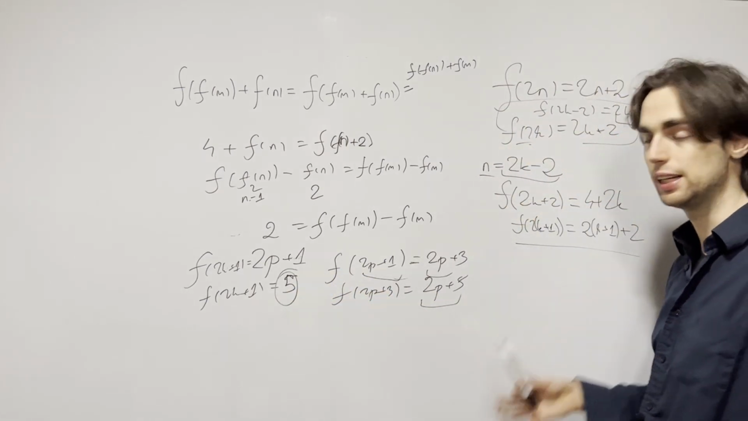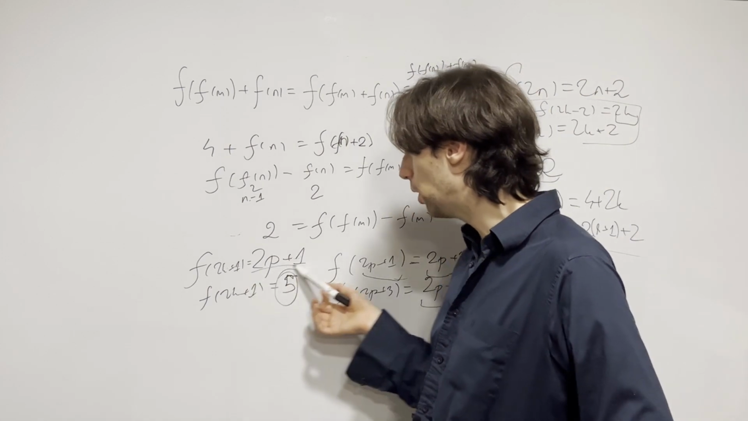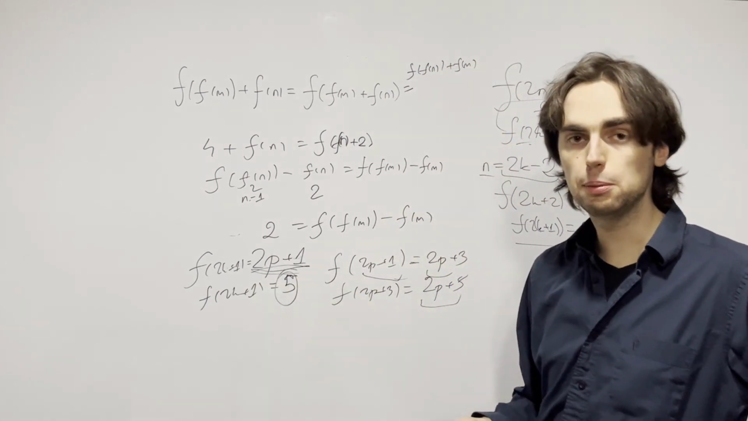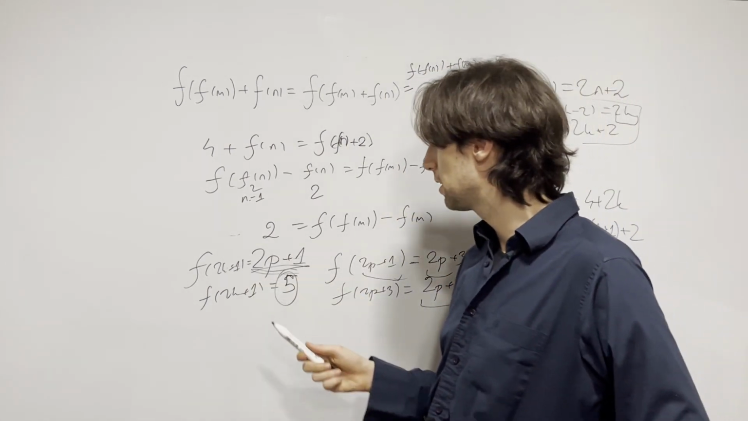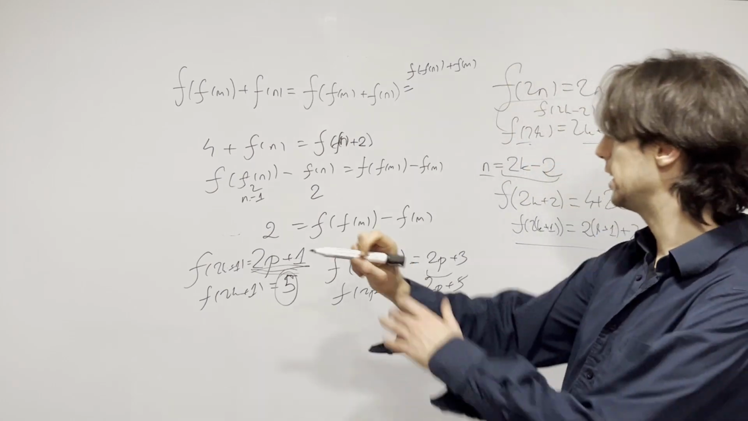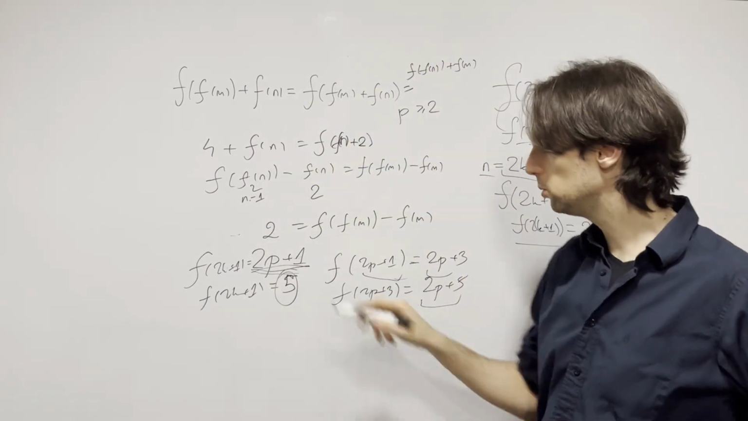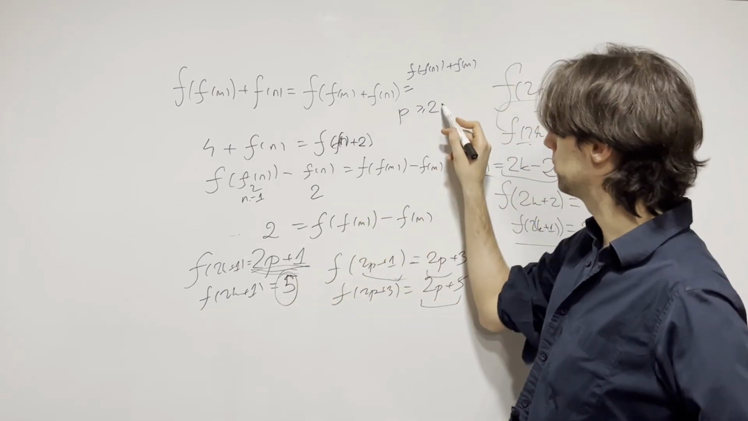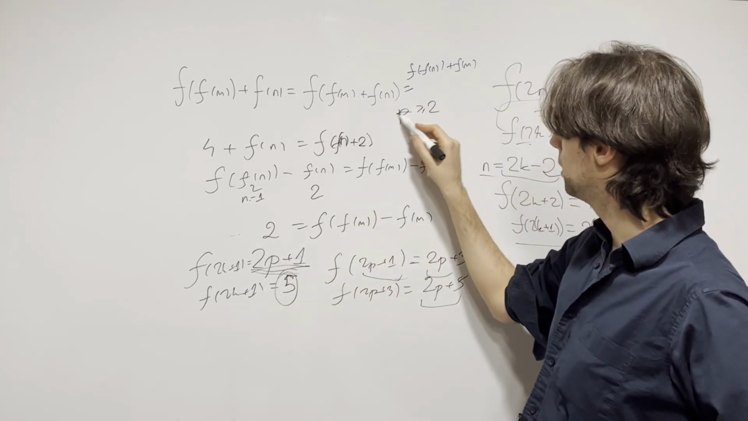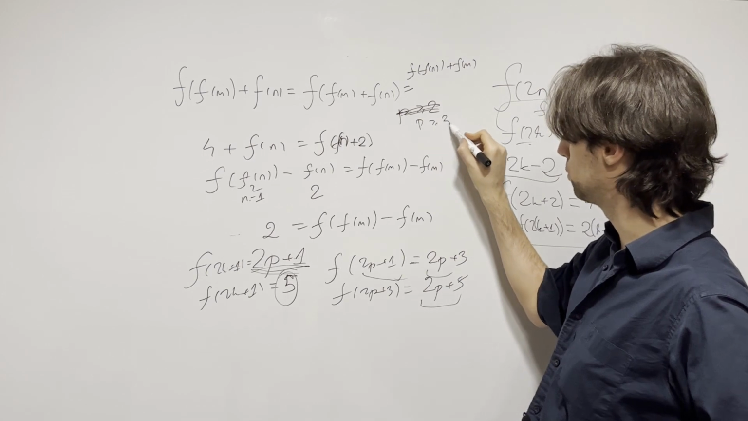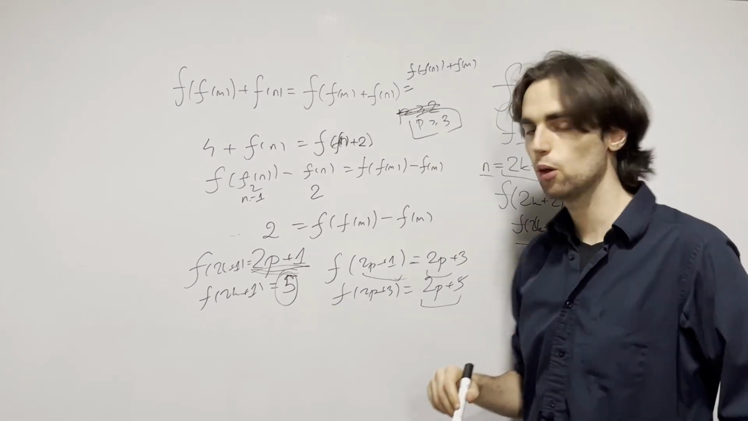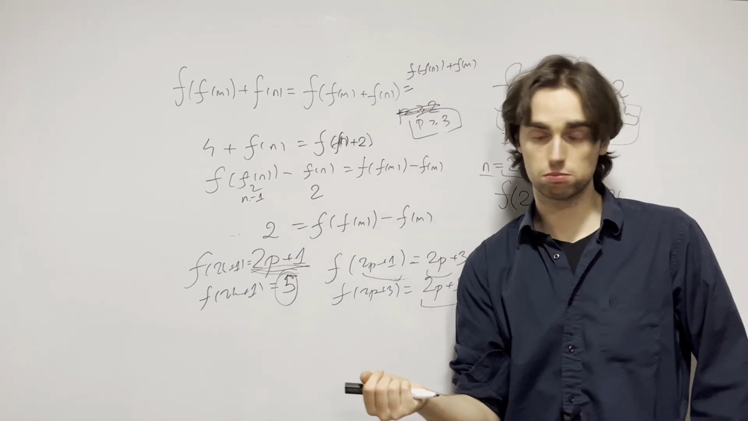Now, the question is, can we actually figure out what this 2p plus 1 needs to be? What happens if, say, 2p plus 1, if p is greater than or equal to 2, and this actually not greater than or equal to 2, but say that p is greater than or equal to 3. What happens if the smallest number is a 7?